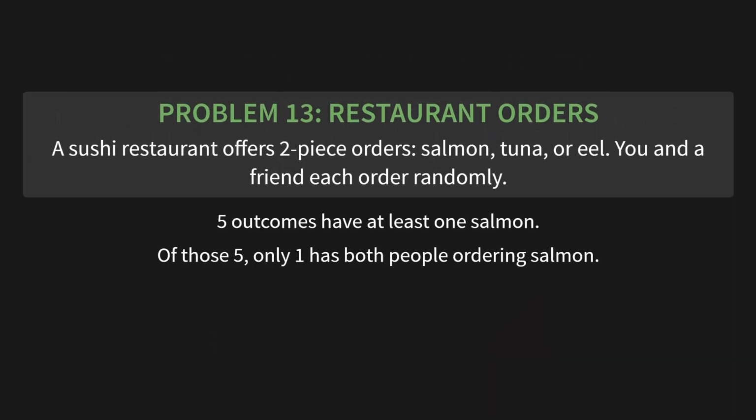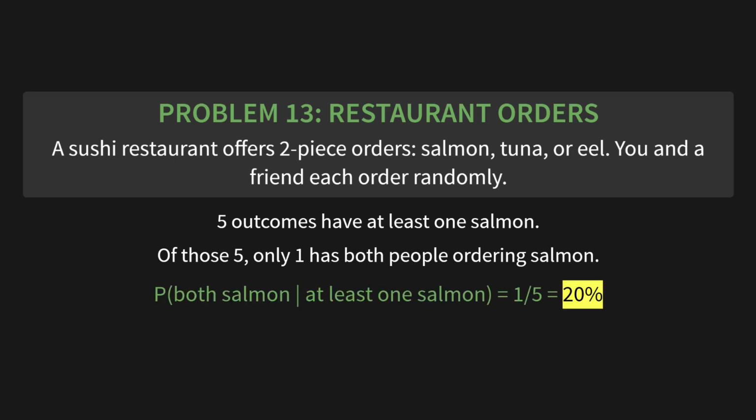So now the probability jumps to 1 out of 5. That's 20%, almost double what it was before. Isn't that fascinating? Just knowing that at least one person ordered salmon nearly doubles the chance that both did.